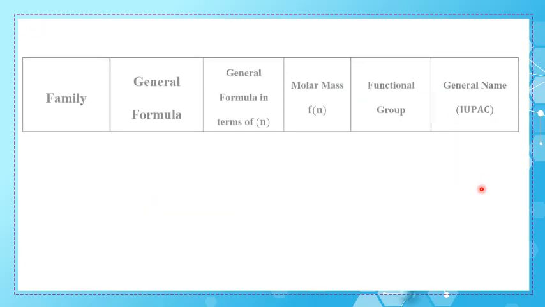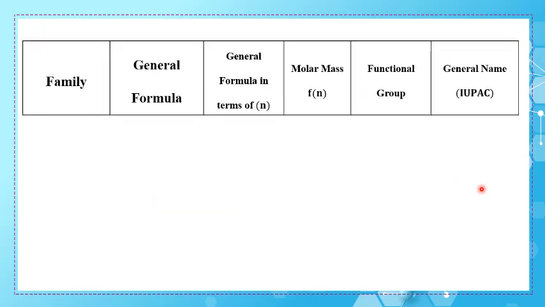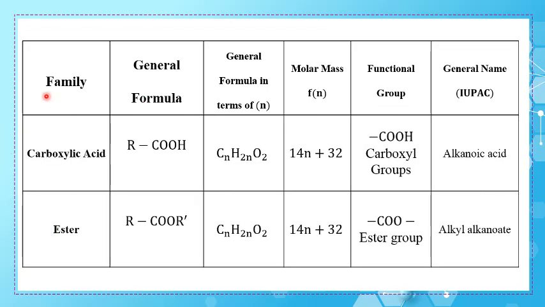Now let's generalize. Here is the family. We have carboxylic acid, we have ester. As you can see, the general formula here is RCOOH, while here it is RCOOR'. So instead of H here I have R', and this is how to memorize the general formula. In terms of n, they will have the same formula, CnH2nO2. Why? Because they are isomers, as we said.